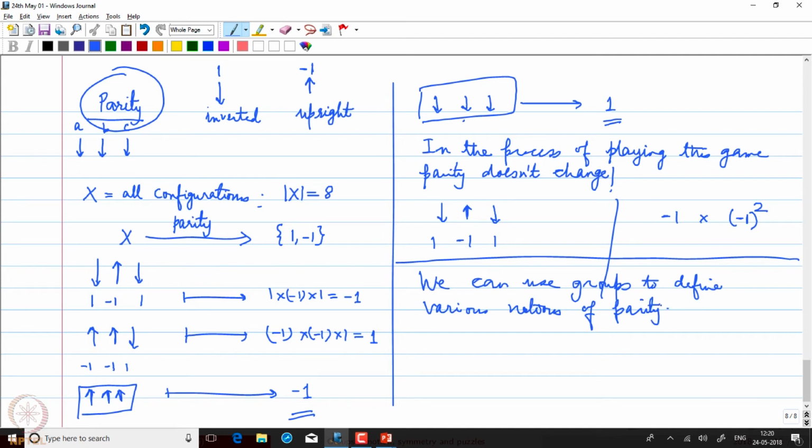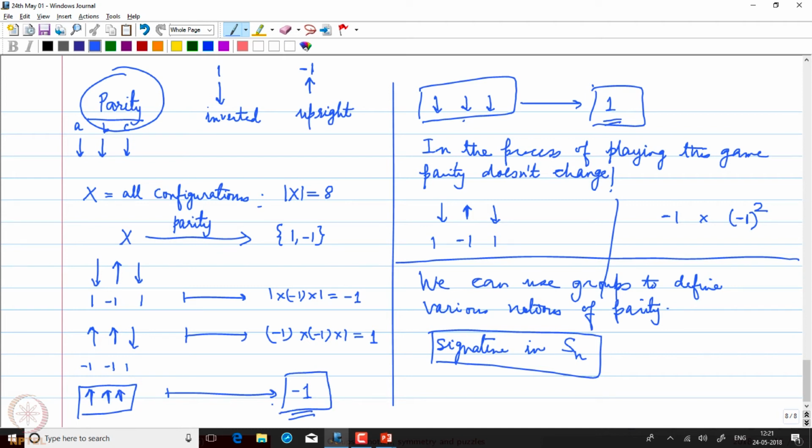As I was saying in the previous lecture, the notion of signature in S_n is also some kind of parity. So I am going to use that parity, and this kind of parity, Z mod 2 parity, this kind of parity, to solve some other puzzle, where permutations and groups are there.